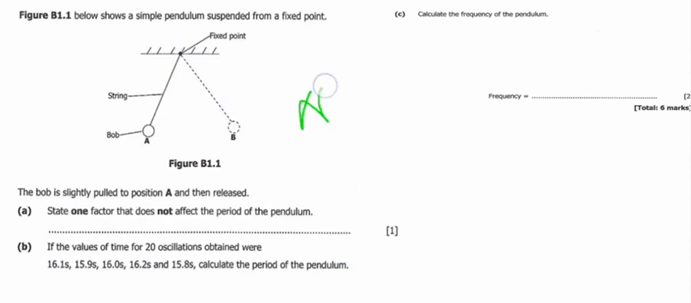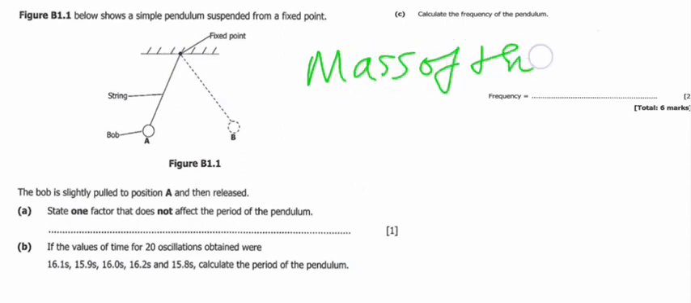You need to note this word here, which is not. The first factor which does not affect the period of the pendulum is the mass of the bob. So the mass of the bob does not affect the period of the pendulum, right? The mass of the bob does not affect the period of the pendulum.